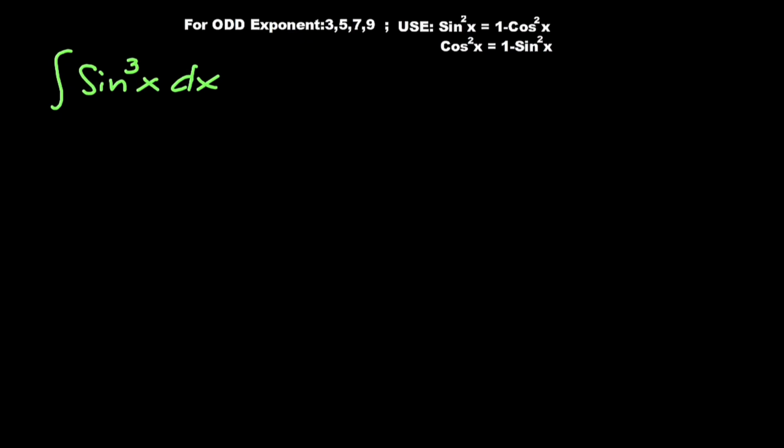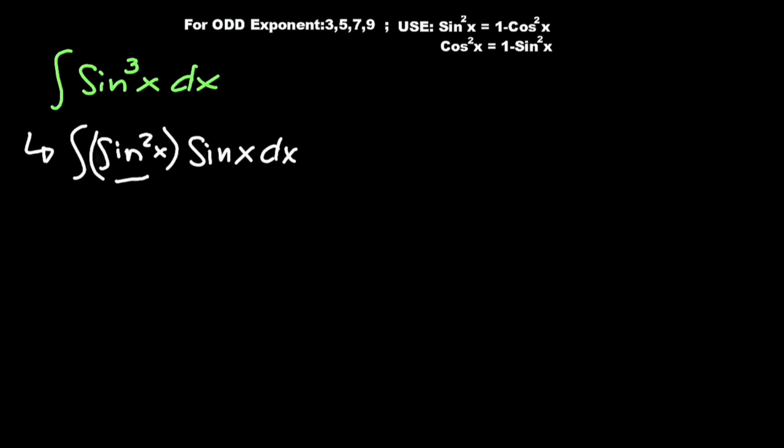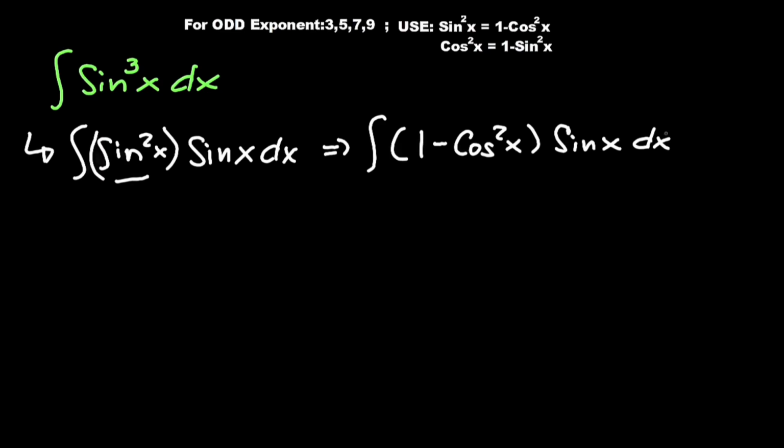So, first thing you're going to do here is to factor out 1 sin of x, and transform sin²x into its trigonometric identity, which is this. So this should be the integral of 1 minus cosine² of x multiplied by sin of x dx.